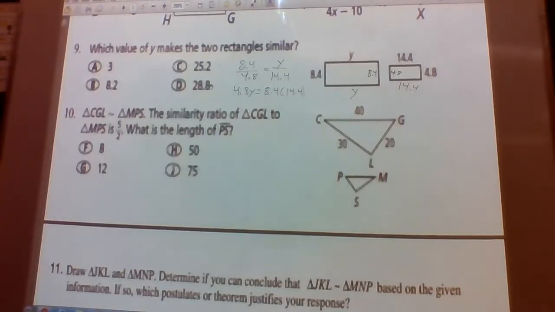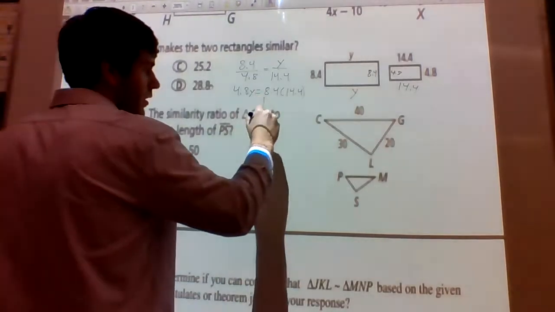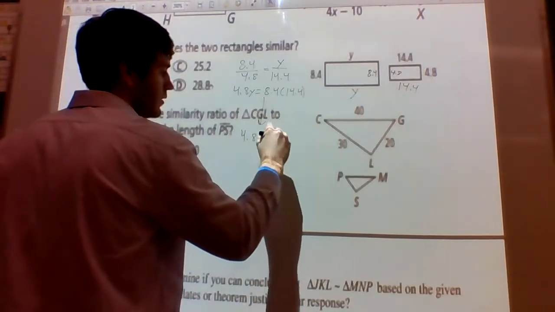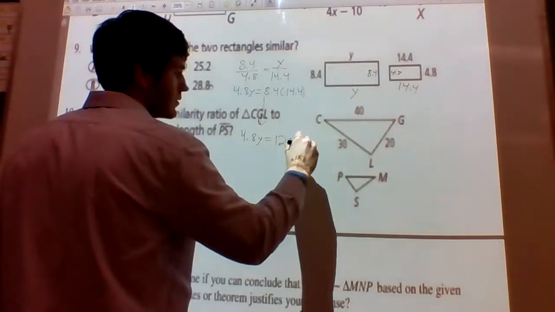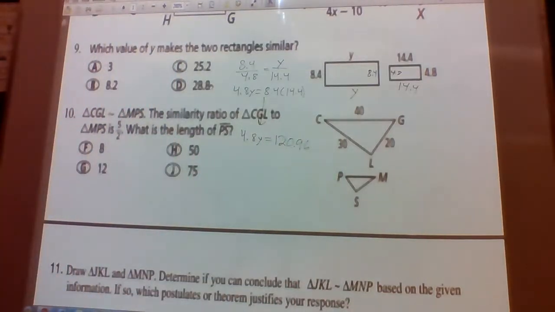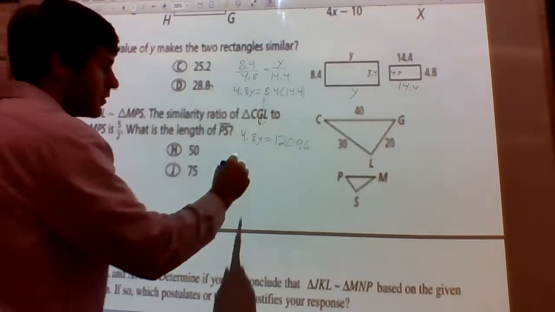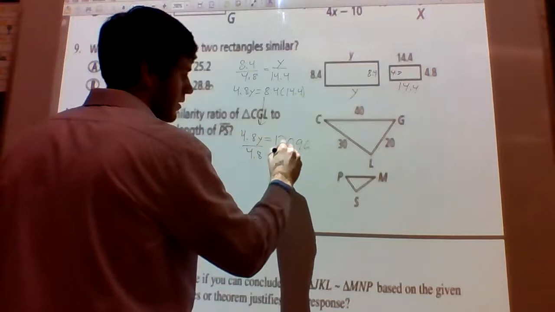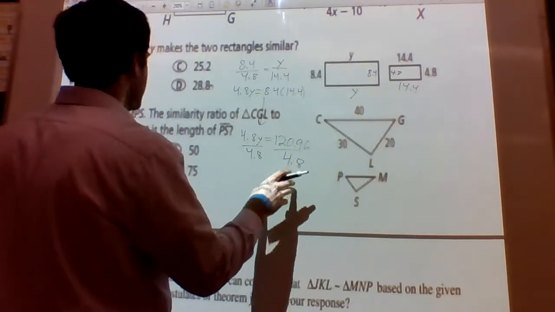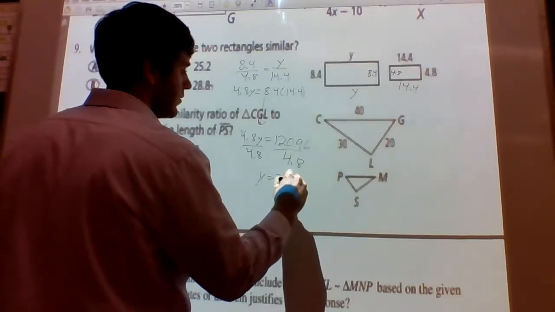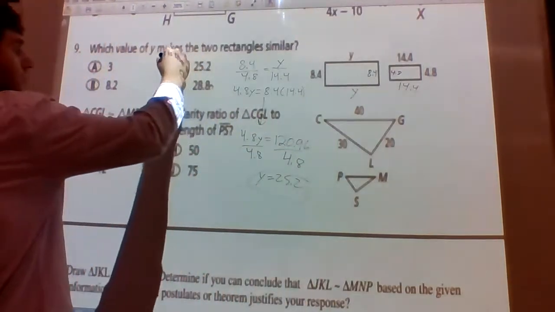8.4 times 14.4 is 120.96. So we have 4.8y equals 120.96. Divide by 4.8. And we get y equals 25.2, which is choice C.